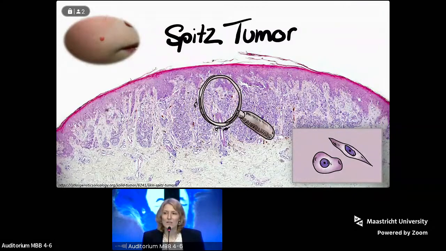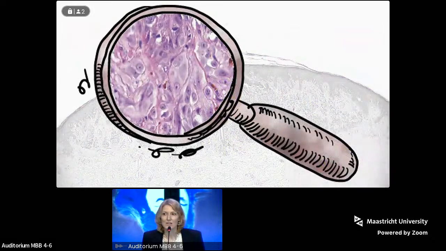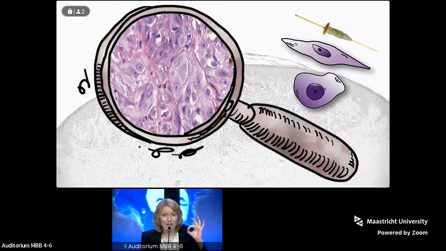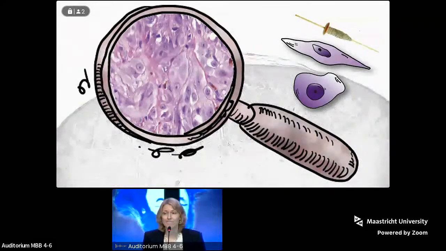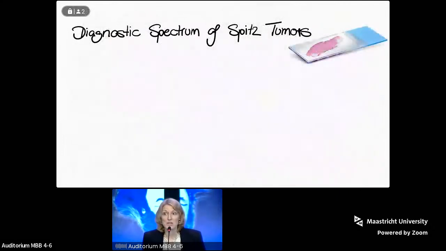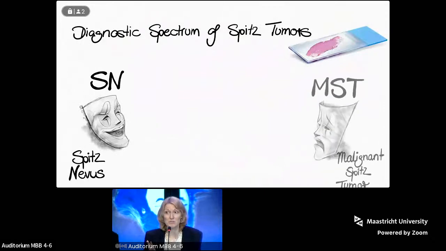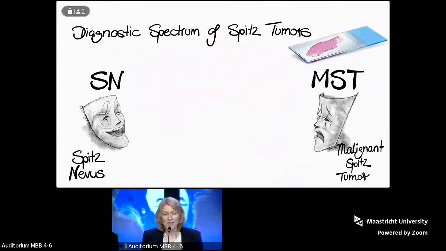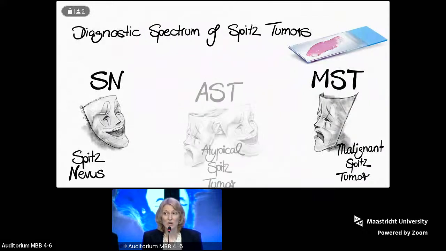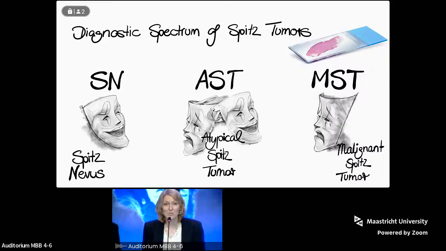A close look at the cells reveals their peculiar morphology, which is epithelioid and spindle-shaped. The diagnostic spectrum of Spitz tumors ranges from benign Spitz nevus to malignant Spitz tumor, which behaves similar like malignant melanoma. In between, there is the diagnostic gray zone, the atypical Spitz tumor, where it is not well possible to predict whether there will be benign or malignant behavior.